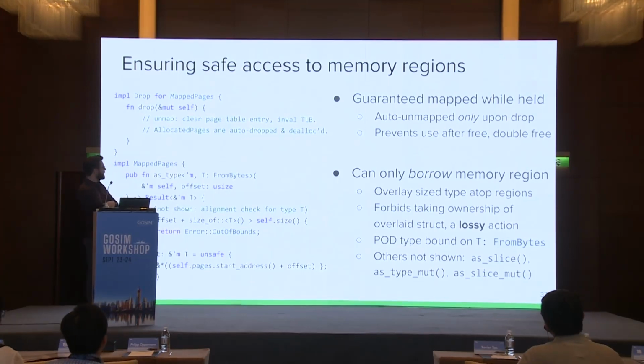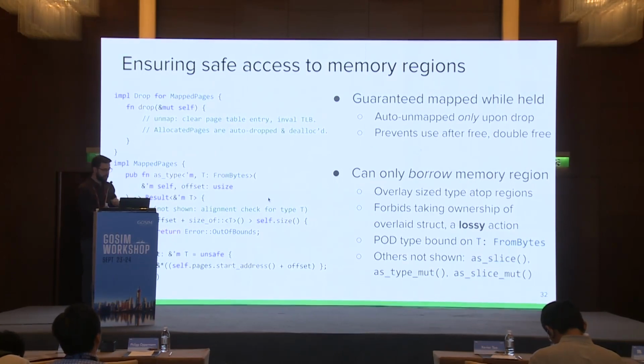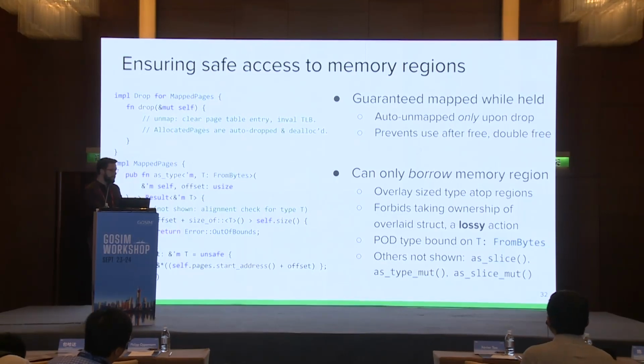All right. So then let's say that we want to actually be able to access this memory, because what's the point of having memory if you can't do something with it, right? So looking at this code on the bottom left here, I don't know if you can see it, we have a function called asType. This is the way to overlay a sized, strongly typed object, like a struct, atop a region of untyped memory. This is a core OS primitive, so every OS has to do this. What this does is it forbids you from taking ownership of an overlaid struct, which is a lossy action because you're disconnecting the existence of that struct from the lifetime of the underlying memory object that backs it.